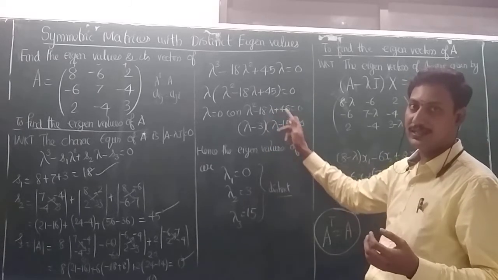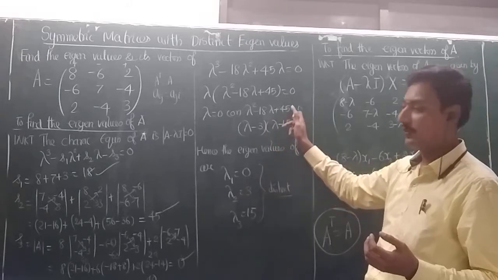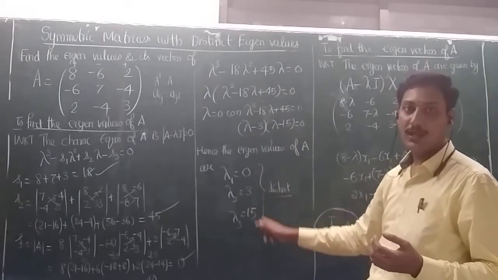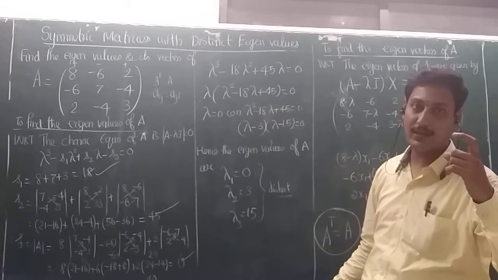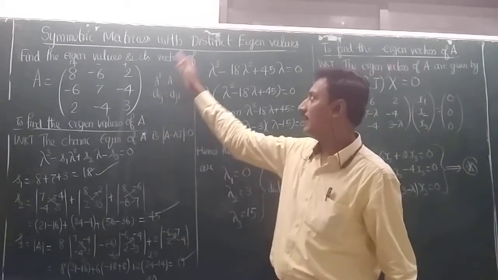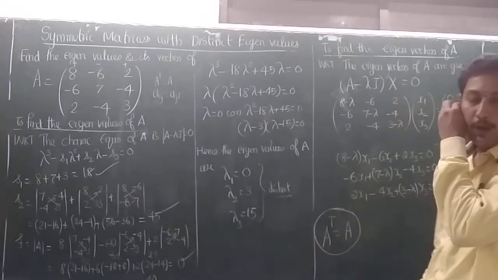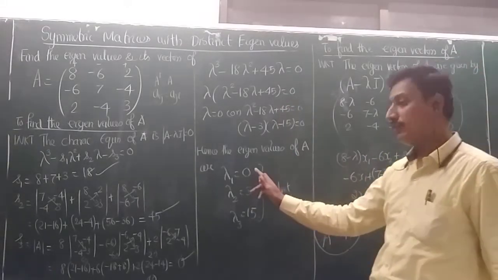3 plus 15 is 18, and 3 into 15 is 45. So the eigenvalues of A are 0, 3 and 15. All these 3 are distinct eigenvalues. So this is the case of a symmetric matrix with distinct eigenvalues. Now how do we get the corresponding eigenvectors for these eigenvalues?